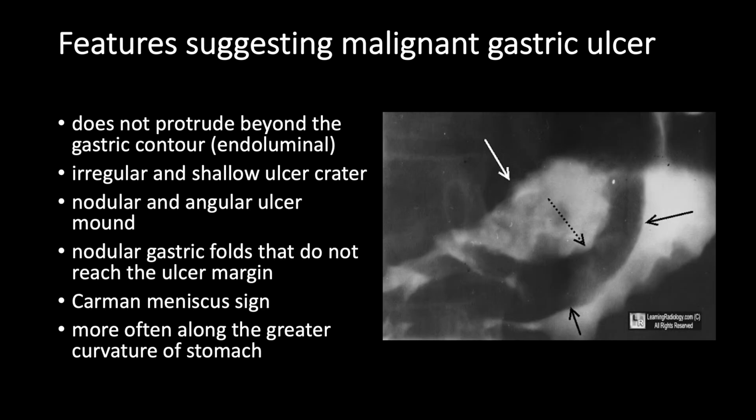Now for malignant gastric ulcers, these ulcers do not protrude beyond the gastric contour. It appears irregular and has a shallow ulcer crater. It has a nodular and angular ulcer mound. It has nodular gastric folds that do not reach the ulcer margin. It exhibits the Carman meniscus sign, which is the lenticular shape of barium in cases of large and flat gastric ulcers, in which the inner margin is convex towards the lumen. And sometimes the location of this ulcer is usually seen along the greater curvature of the stomach.